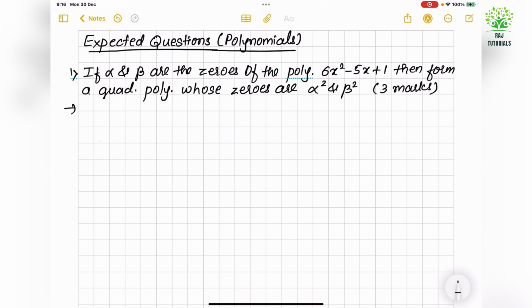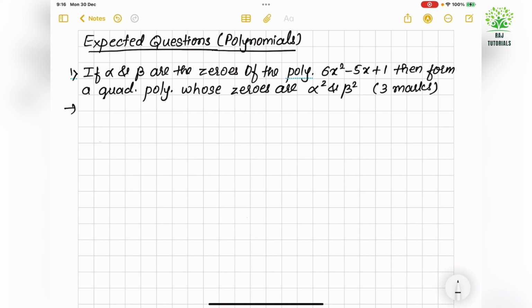So here I can make this equation as x square minus alpha plus beta whole square minus 2 alpha beta into x, because alpha plus beta whole square will be alpha square plus beta square plus 2 alpha beta, plus alpha beta whole square. Now next step, I am putting the values, so this will be alpha plus beta is 5 by 6, so whole square, minus 2 into 1 by 6, into x plus alpha beta, so 1 by 6 whole square.